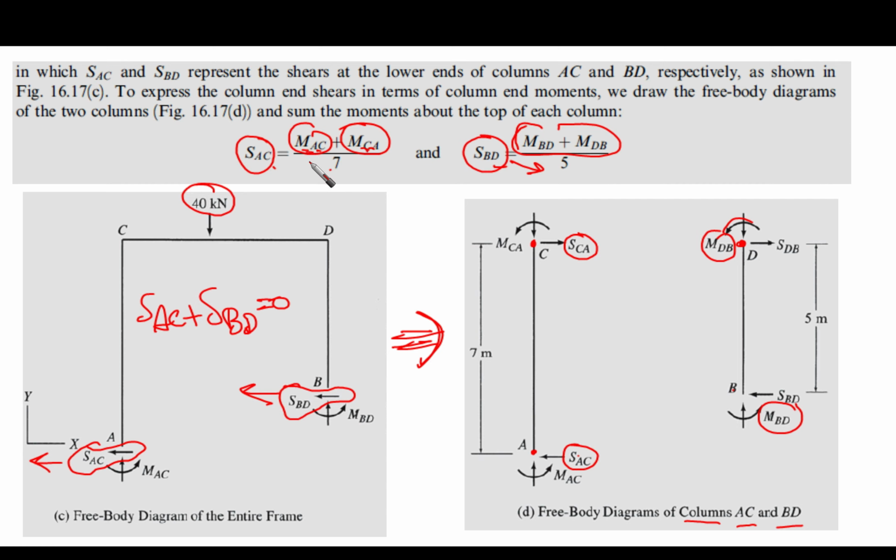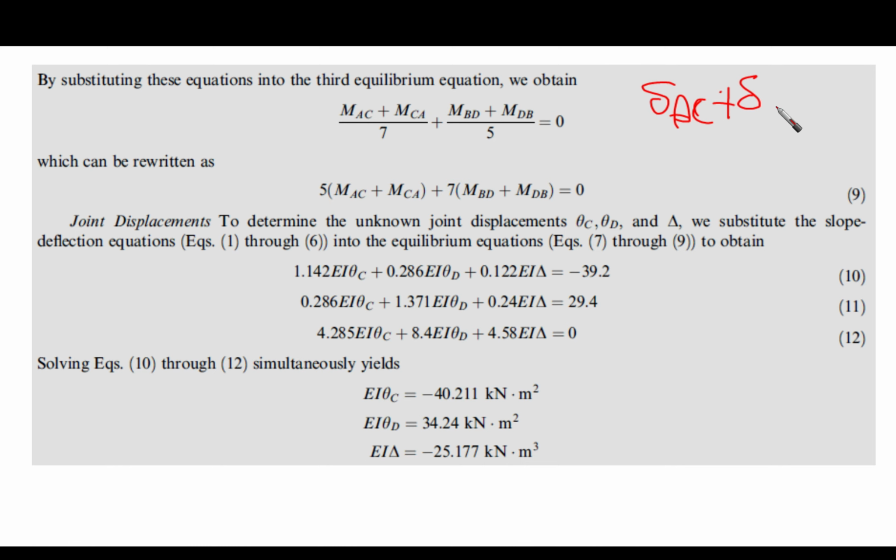Now, we said before, do you remember that SAC plus SBD should equal 0. So now we substitute SAC here and SBD here, set equal to 0. Rearrange and you are going to find the third equation in the moments. This is the third equation. So MAC, MCA, MBD, MDB, equal to 0, right? So now this is the third equation.